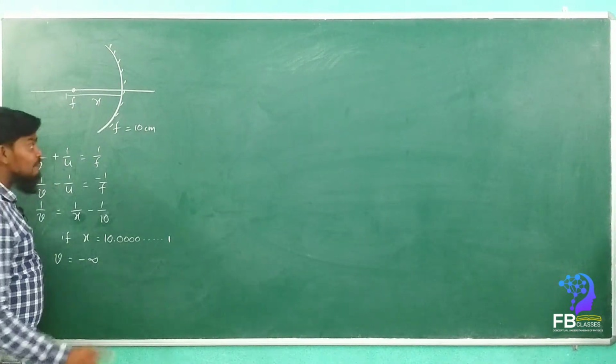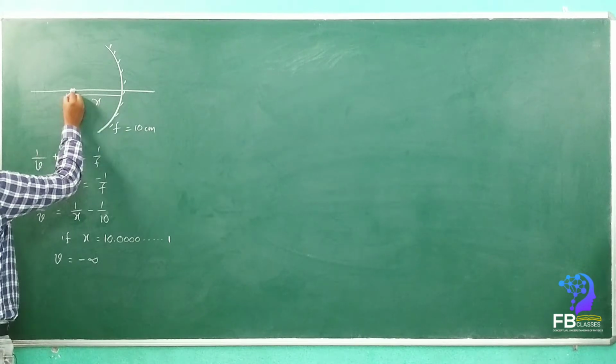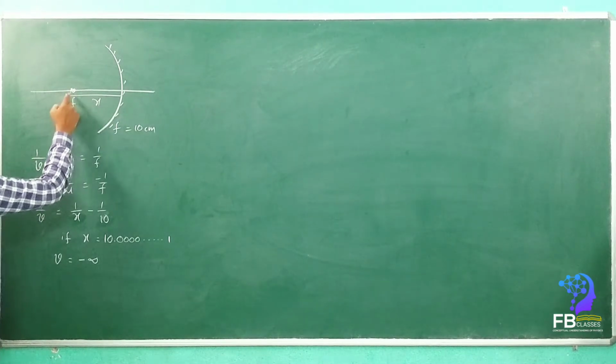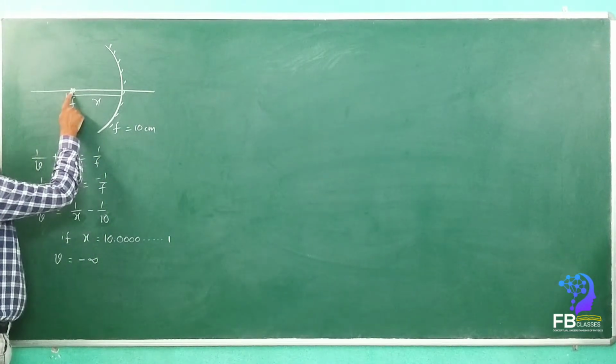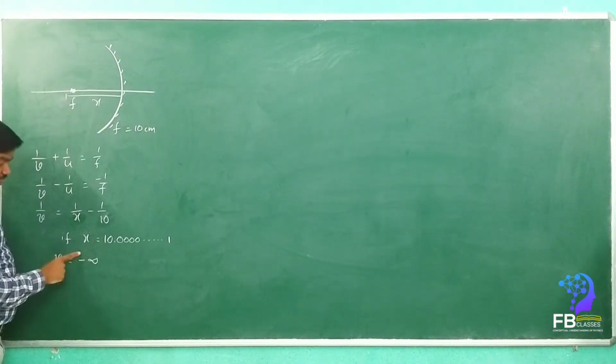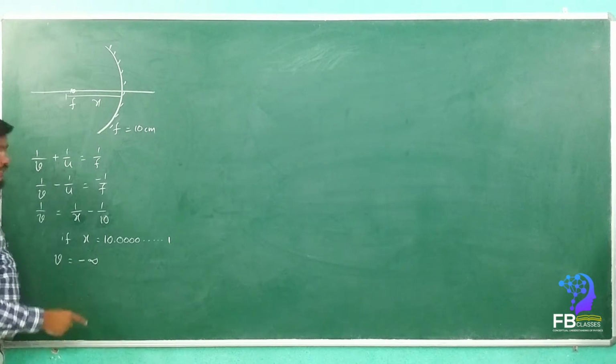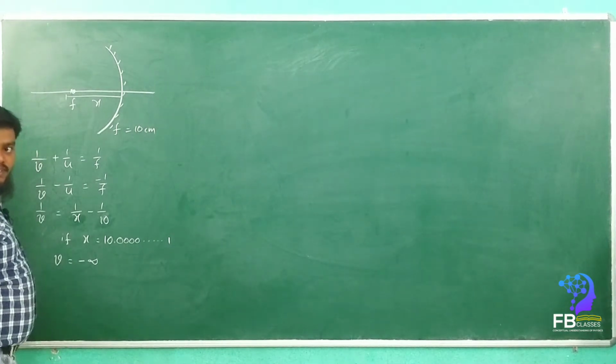That means that where we place this x value, just behind, just a very small value we are putting here, are you getting my point? Then where is the image forming? The image is formed at infinity. Are you getting my point?